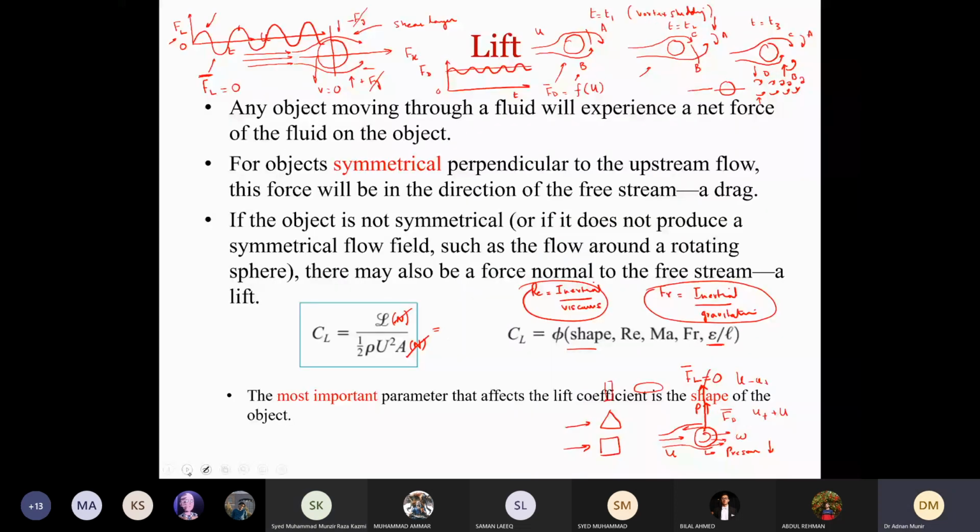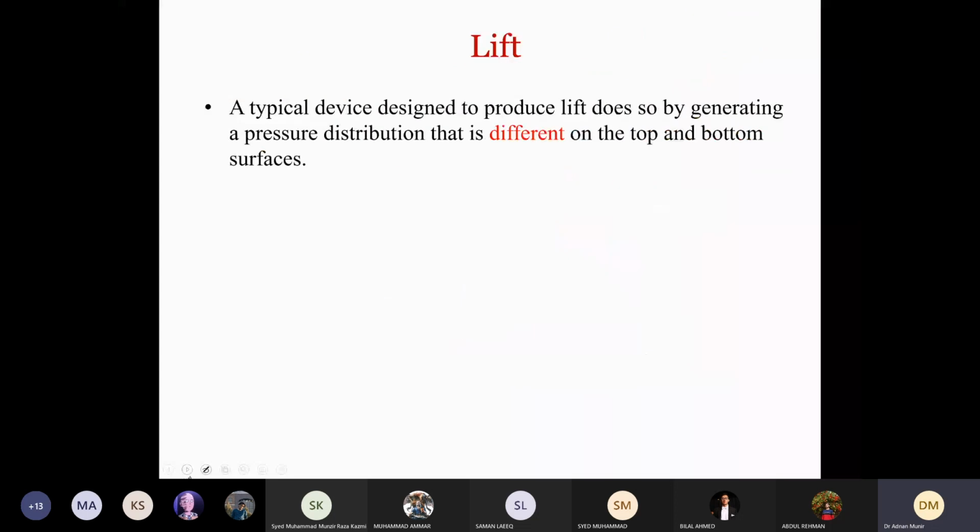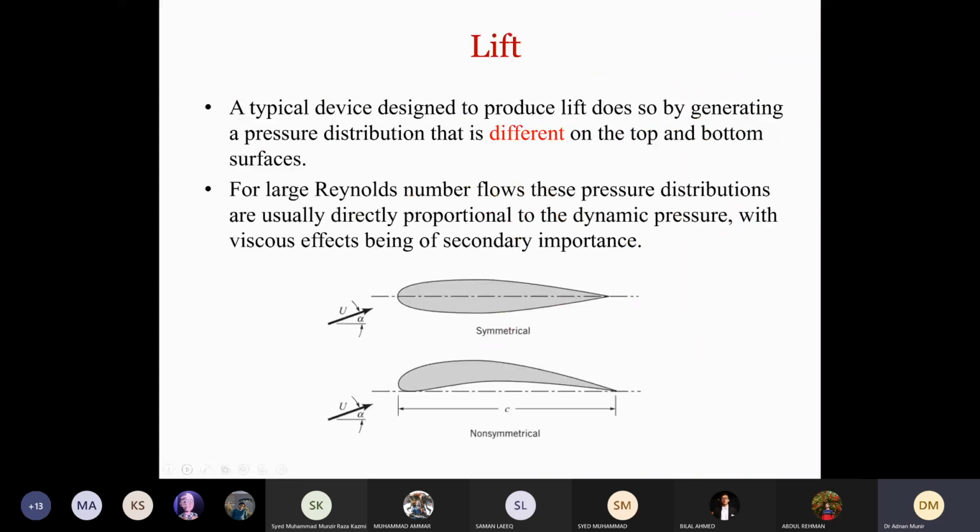Okay, now we already went through this aerofoil example in the start also. A typical device designed to produce lift does so by generating a pressure distribution that is different on the top and bottom of the surface. So that was the same concept by which the aerofoil or the wing of the aircraft works. So we already know that this shape is called an aerofoil.